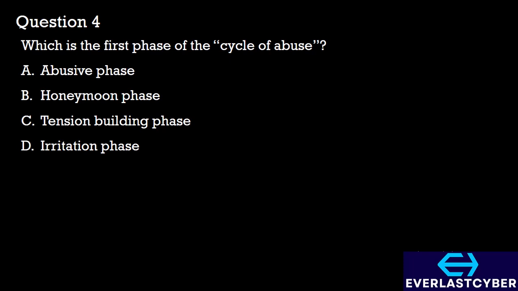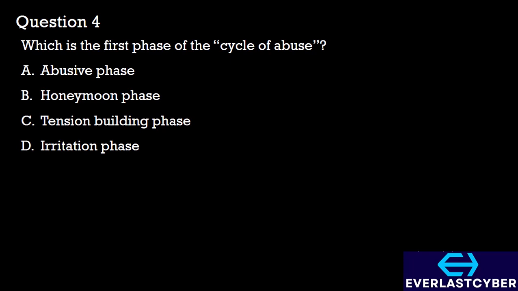Abuse phase is usually the second phase in the cycle because the actual abuse occurs here. In option B, the honeymoon phase is the third phase, where the abuser may apologize or show kindness and the victim may hope that the abuse will end. This phase provides temporary relief before the cycle repeats itself.